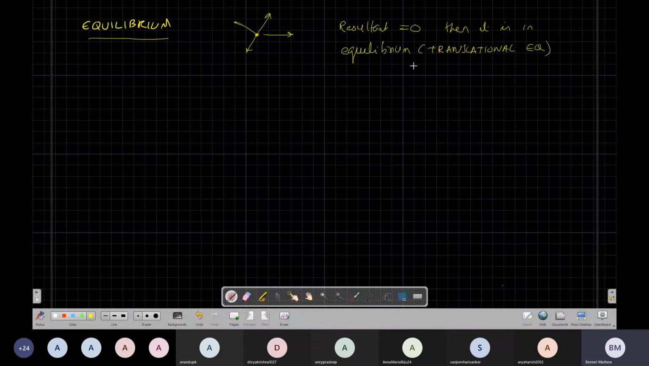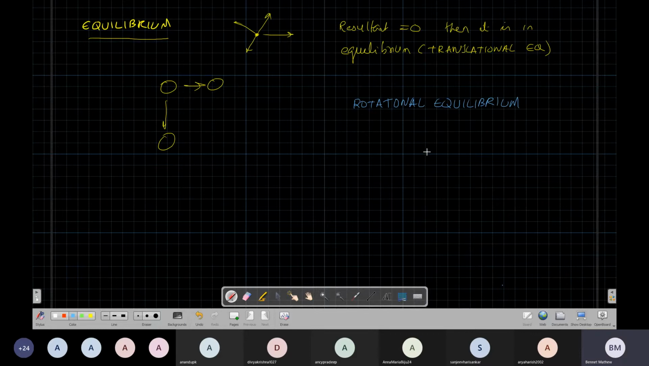Translational equilibrium. Translation, what is translation? So there is a ball here. It has moved to this point. This is translation. Or this has moved to this end. That is translation. Okay. Now, what is the other equilibrium that we also want to know? It is known as rotational equilibrium. Now, rotational equilibrium means what?